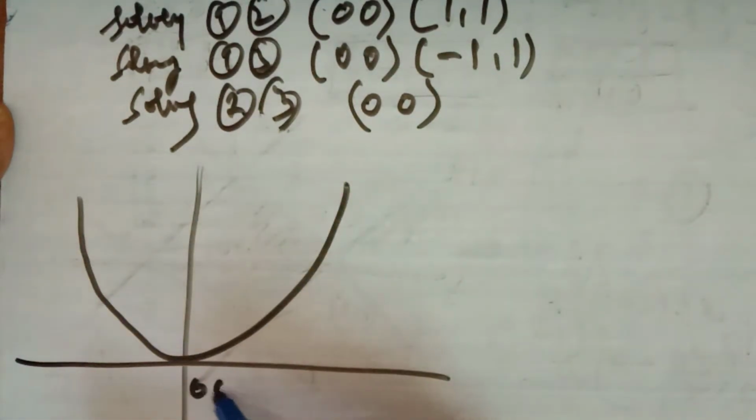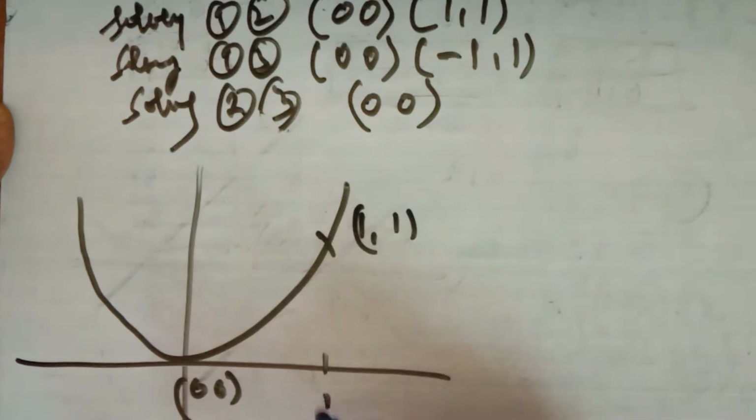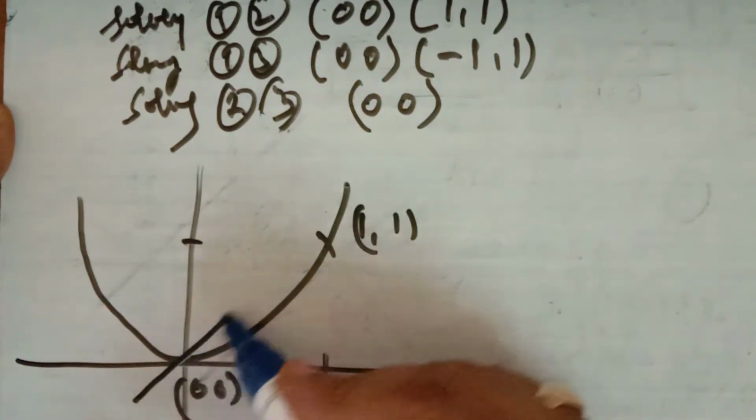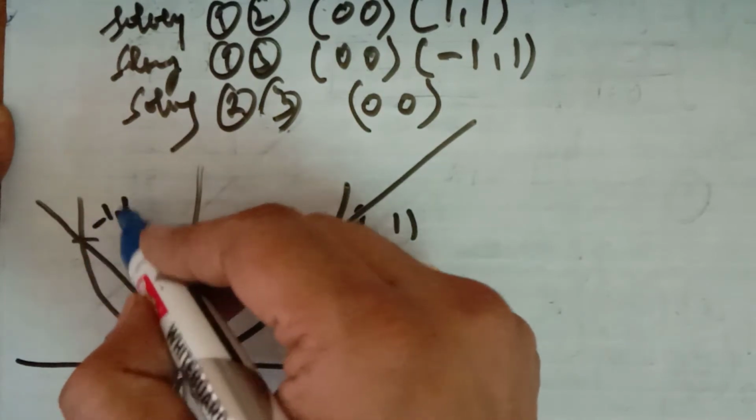The graph, 0, 0. First is the 1, 1 point of intersection. This is 1 and this is 1, and this equation you are getting. And similarly 1, minus 1, this point will be there. This is minus 1, 1.